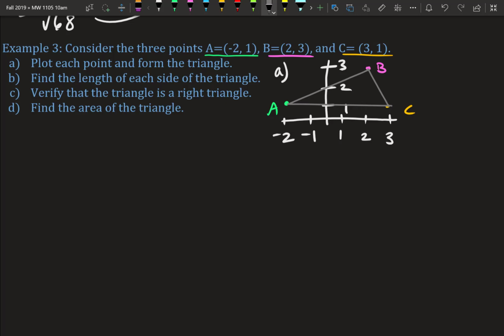Alright, now we need to find the length of each side of the triangle. So each side, let's look at our triangle. A side is point to point. So we have side AB. We have side BC. And we have side CA. You can do CA or AC. Guess what? You could also do CB and BA. It doesn't matter the order of letters. Just make sure they actually connect. So A to B, B to C, C to A.